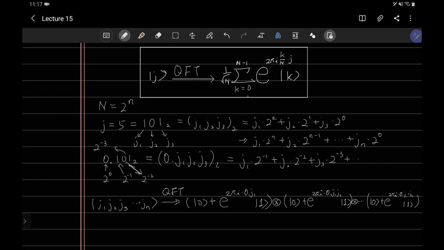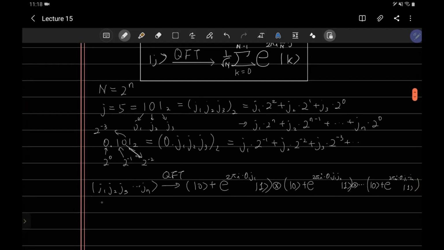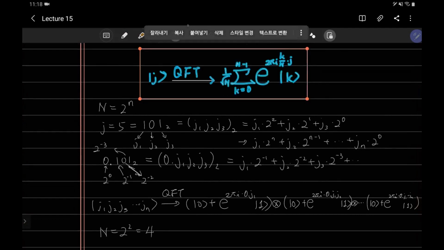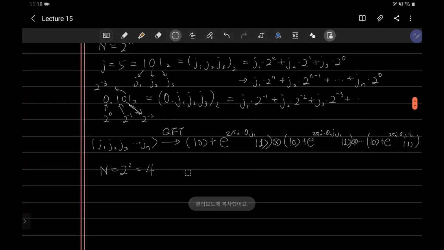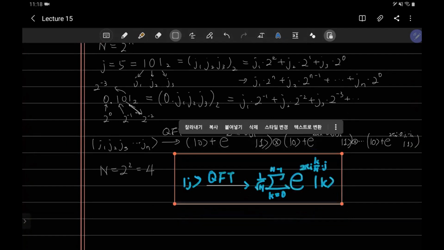So how can we express this one in terms of this one? In this case, we have to consider some more concrete example. So let's consider the case when we have capital N equals just 4. And then, let me just copy this expression one more time because I need to keep using it. I'm going to use this expression over and over.